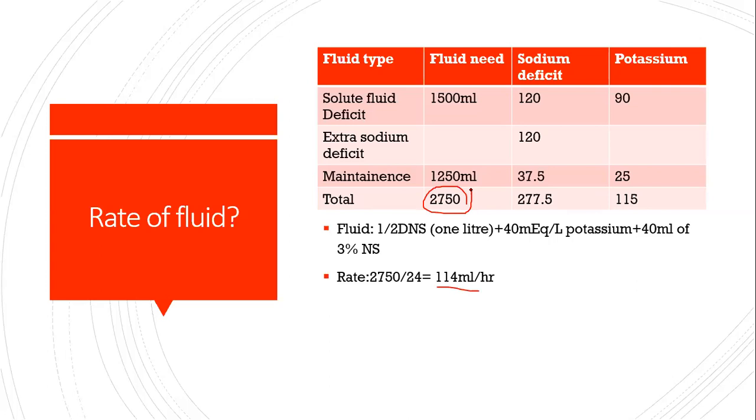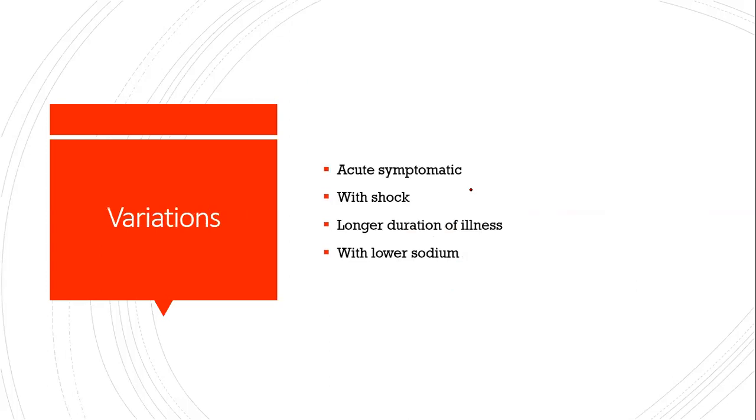But that is not how you get cases on a day-to-day basis, isn't it? So some children will come fitting, some children will come in complete shock, some children will come with very low sodium or in multiple combinations of these. Isn't it so? So these are the variations that are possible and very much that we see on a day-to-day basis. They can present with seizures. They can present with shock. They can present with prolonged illness, 4 or 5 days. They can present with a lower sodium value.